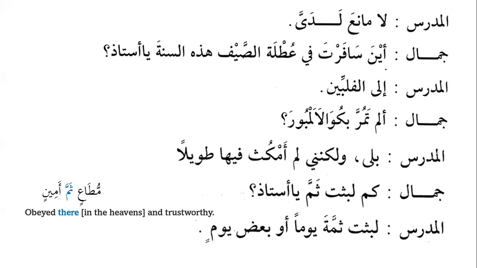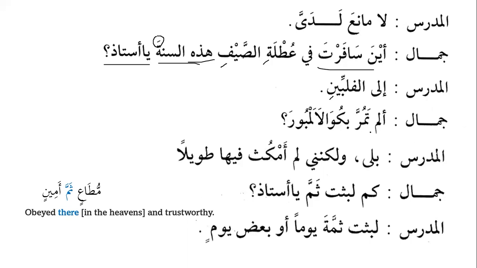Okay, أين, where? سافرت, سافر, يسافر, مسافرة. So this is basically verb form number 3 on the pattern of جاهد, يجاهد, مجاهدة. Where did you travel? في عطلة الصيف, during the summer vacation. هذه السنة, this year, يا أستاذ, or teacher. So now we can see here, هذه will be the deputy of as-sanata. So we will say that this is naibul dharf. Excellent.